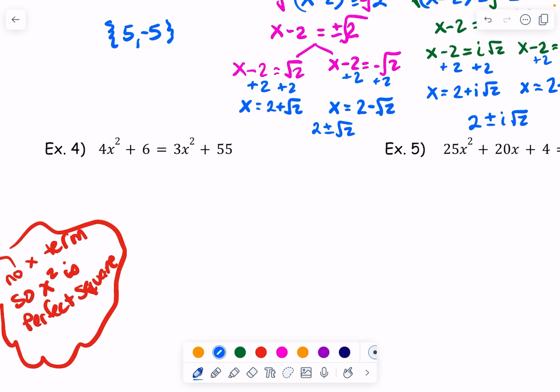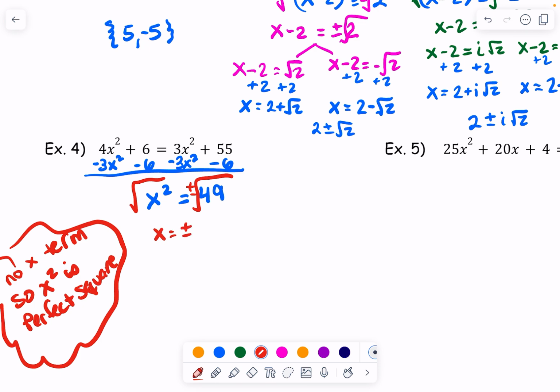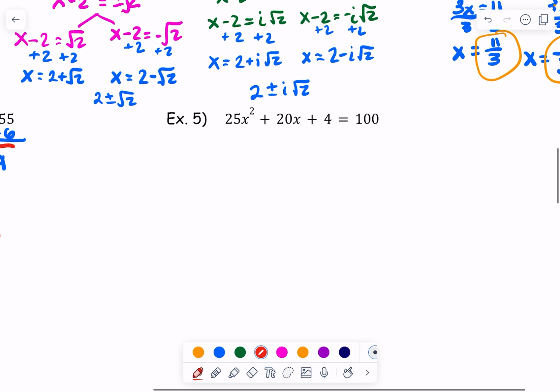Okay, so we want to get x squared on one side, so I'm going to subtract 3x squared. And I'm also going to get that constant on the other side, so I'm going to do 2 steps in one. So I'll end up with 1x squared on the left, and on the right I'm going to end up with 49, and then we're going to take the square root of both sides. So the hardest part of this problem was that you had to identify that x squared was your perfect square.